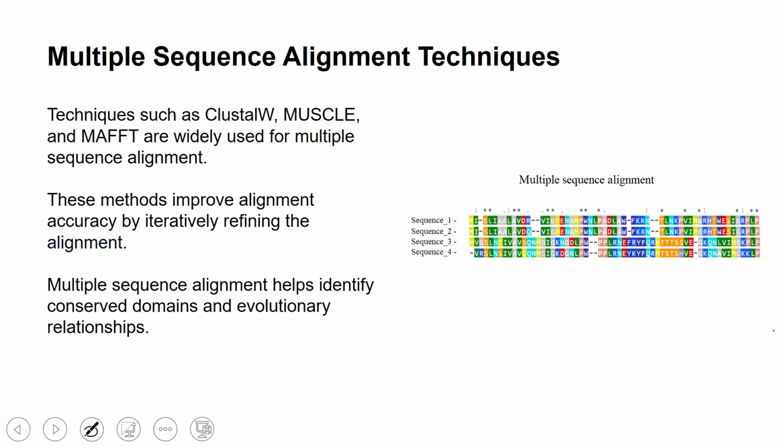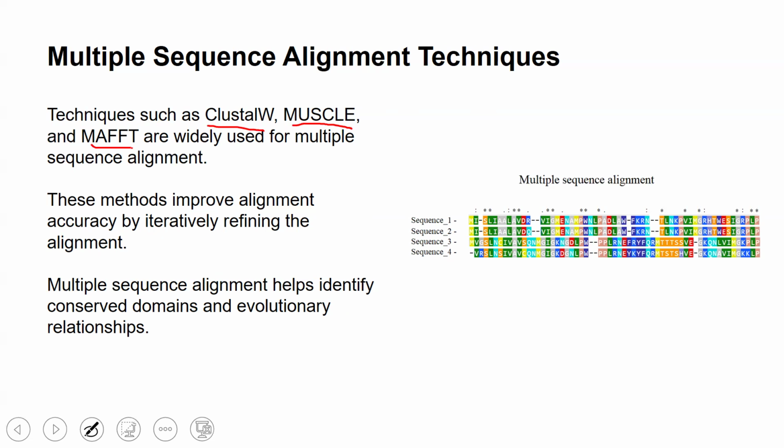So the next thing is multiple sequence alignment techniques. We have so many methods or tools that are used in multiple sequence alignment. You can do multiple alignment using ClustalW, you can do it using a database, and you can use MAFFT. So these are widely used for multiple sequence alignment. And this method improves alignment accuracy by iteratively refining the alignment. So multiple sequence alignment helps identify conserved domains and evolutionary relationships.